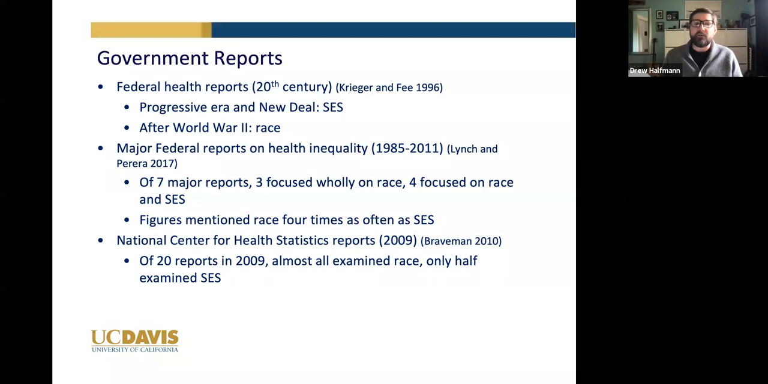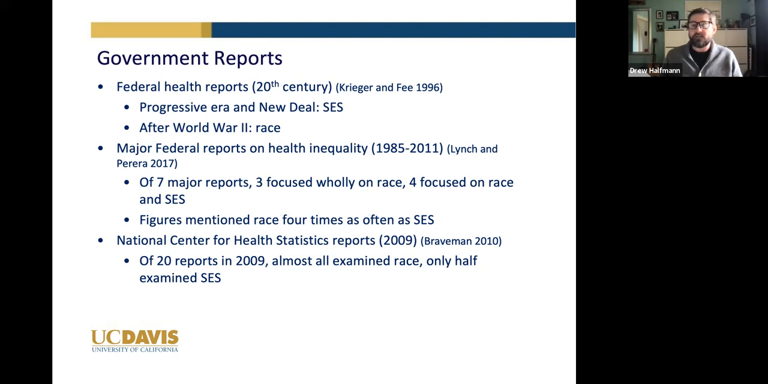So there's a study by Krieger and Fee that looks at federal health reports for most of the 20th century, and finds that in the Progressive Era and the New Deal, SES got much more attention than it did after World War II, when race took the fore. There's a study from the end of the '80s to the early 2000s. They looked at 7 major federal reports. 3 of those focused wholly on race, 4 focused on race and SES. And in the figures included in those reports, race was mentioned 4 times as often as SES.